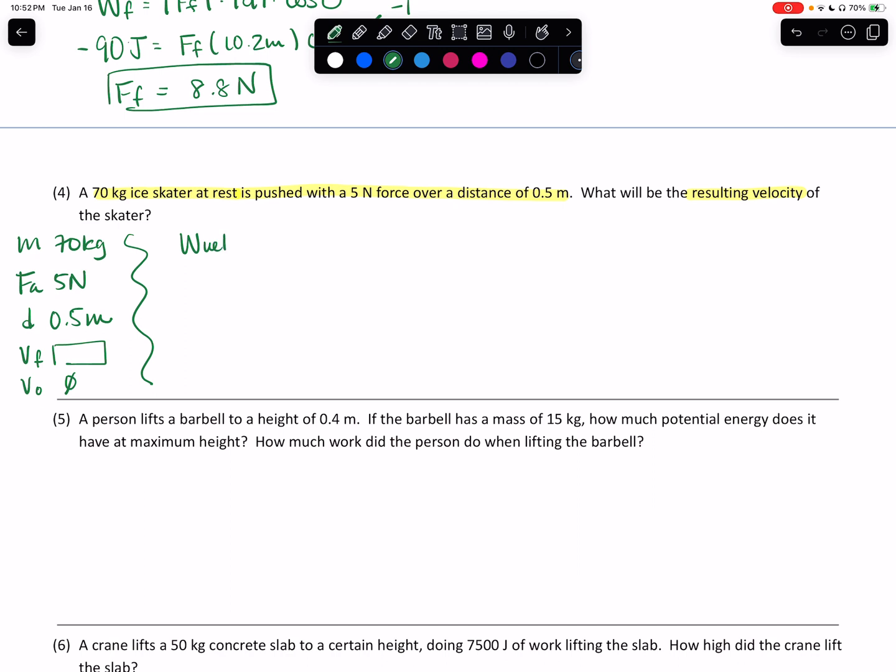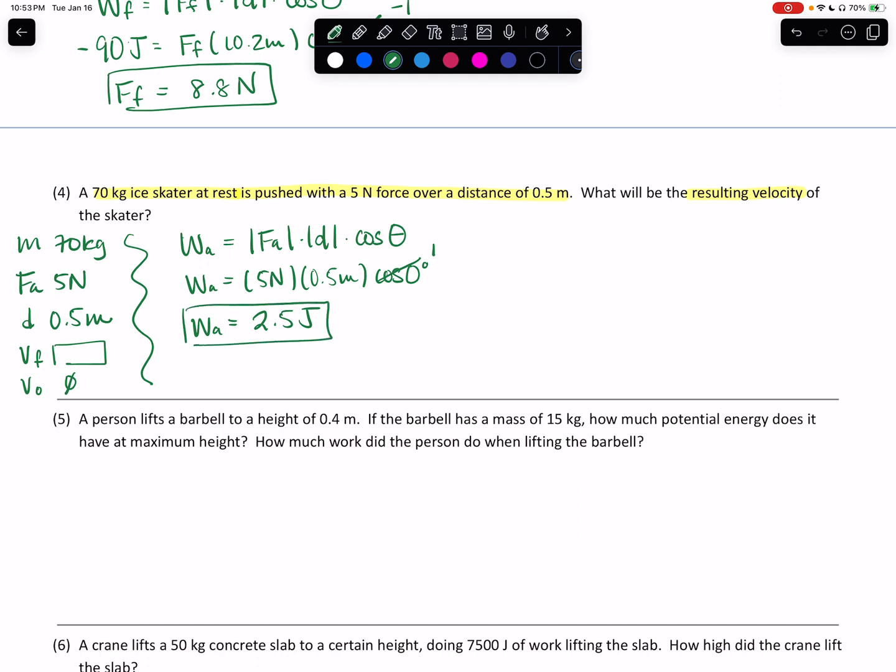It's the work done by the applied force, which is equal to that applied force times my displacement times the cosine of theta. I pushed horizontally, so that work is going to be equal to 5 newtons times 0.5 meters times the cosine of 0 degrees. So that's 1. So the applied work here is going to be equal to 2.5 joules.